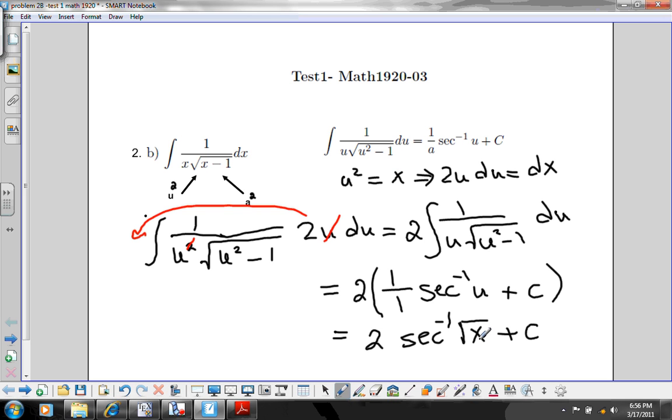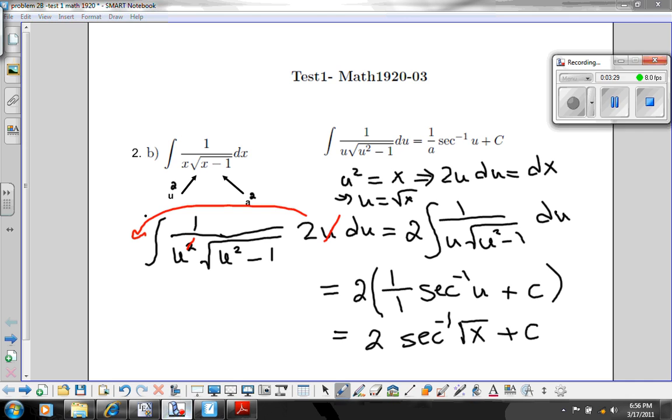Right, now let's see why we get the square root of x, because over here u squared is x, therefore our u is equal to the plus or minus square root of x, but we just take the positive square root of x itself, just because of the domain of secant inverse. And that's the end of that problem.